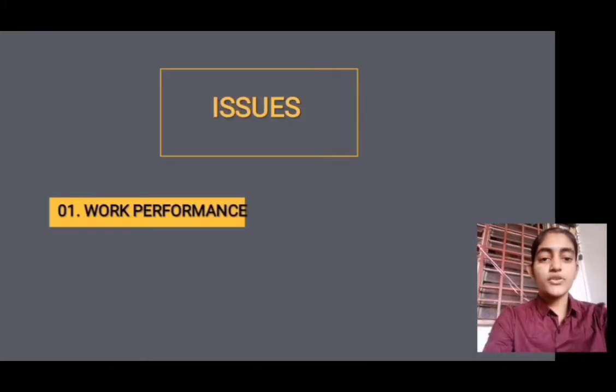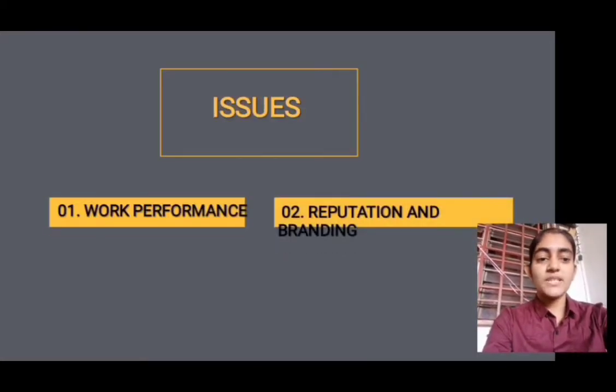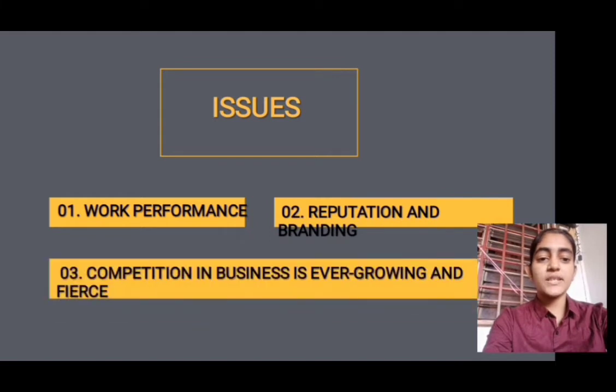I'm going to present how these issues affect the organization. The issues are as shown: first is work performance, second is reputation and branding, and third is that the competition in business is ever growing and fierce.